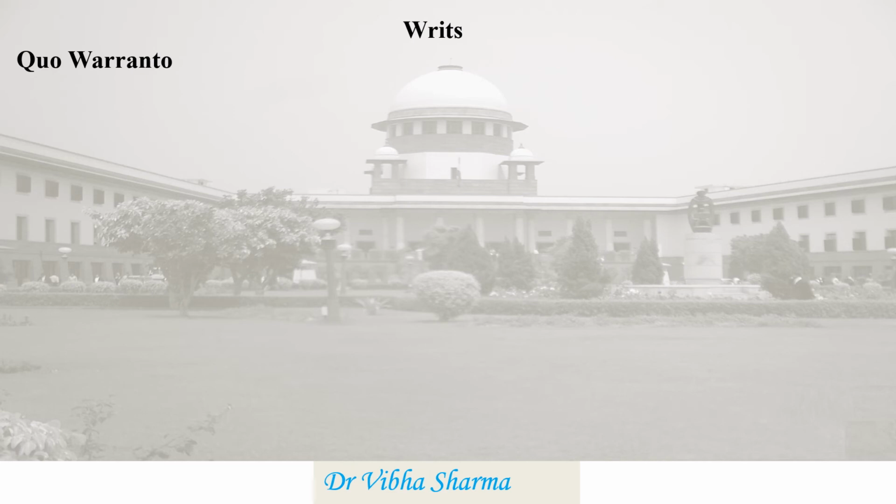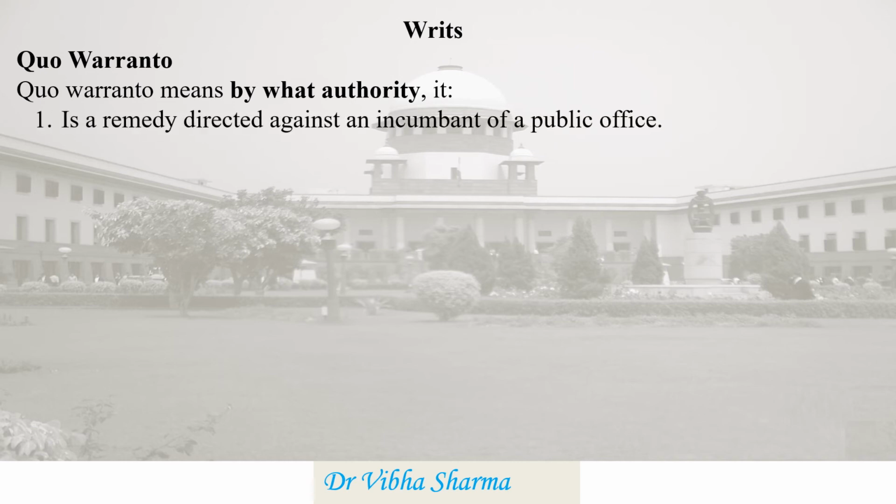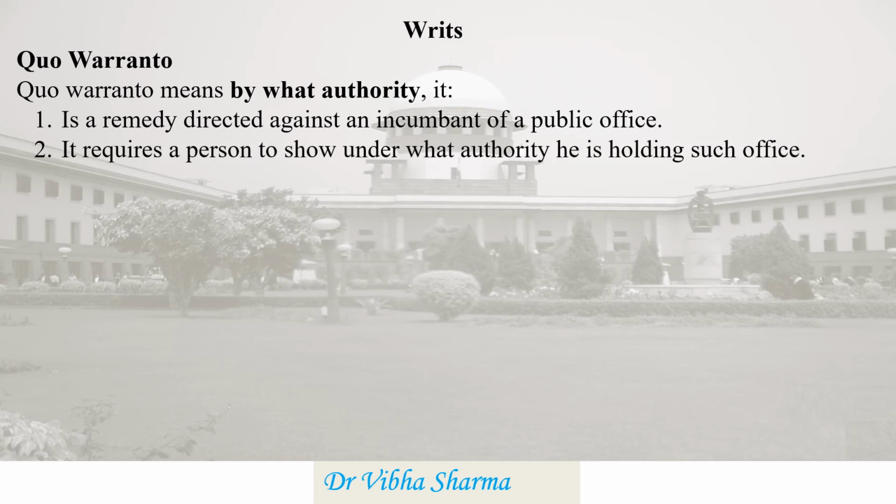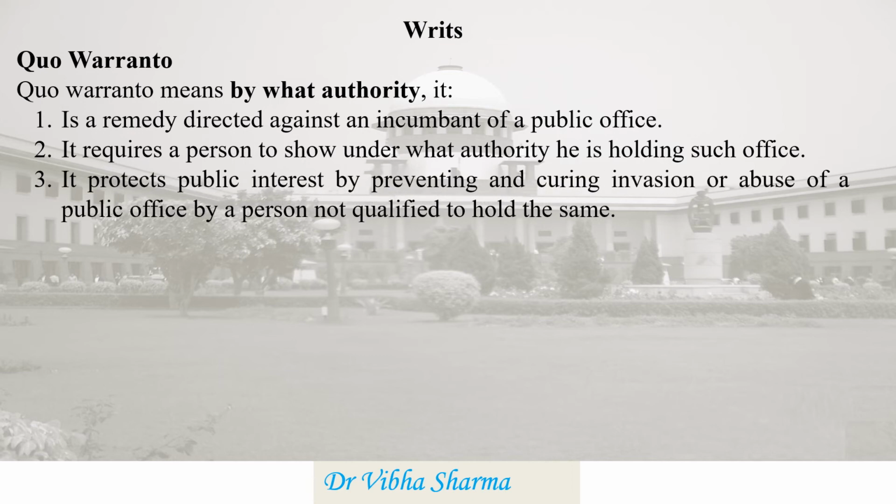Quo warranto is the fifth writ. Quo warranto means by what authority. It is a remedy directed against an incumbent of a public office. It requires a person to show under what authority he is holding such an office. It protects public interests by preventing and curing invasion or abuse of a public office by a person not qualified to hold the same.